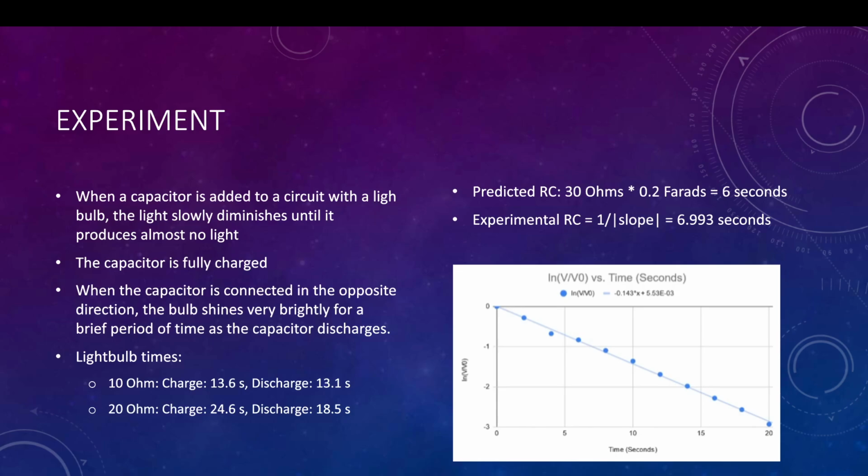In the third circuit, a capacitor is added to a circuit connected to a light bulb. In this case, the light bulb initially shines and then the light slowly diminishes until it produces almost no light, and in this case, the capacitor is fully charged. When the capacitor is then flipped and connected to the circuit in the opposite direction, the bulb shines very brightly for a brief period of time as the capacitor discharges. The times are given on the right, and the slope can be used to calculate the predicted RC time, which in this case was predicted to be about 6 seconds, but in reality it was about 7.